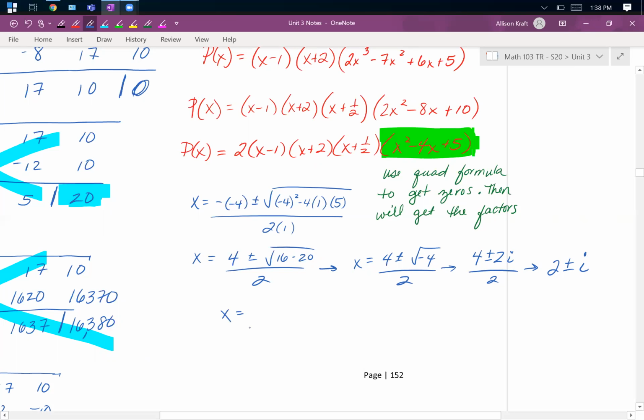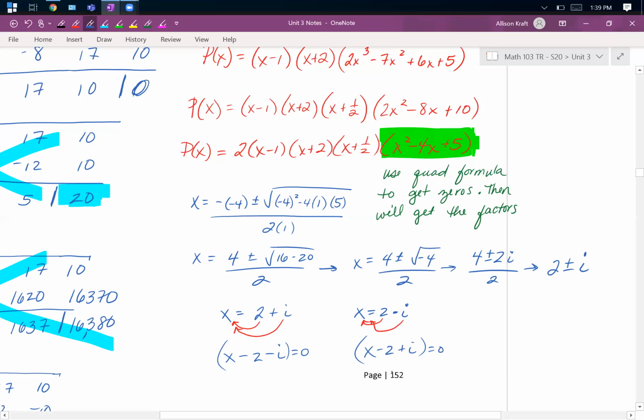To get the factors, I'd definitely break this up into two separate zeros. x equals 2 plus i, and then x equals 2 minus i. To go from the zeros to the factor, all we do is move it over. And when we move it over, we know the signs change. This becomes x minus 2 minus i. So that'll be one of the factors, and then x minus 2 plus i. And this will be the other factor.